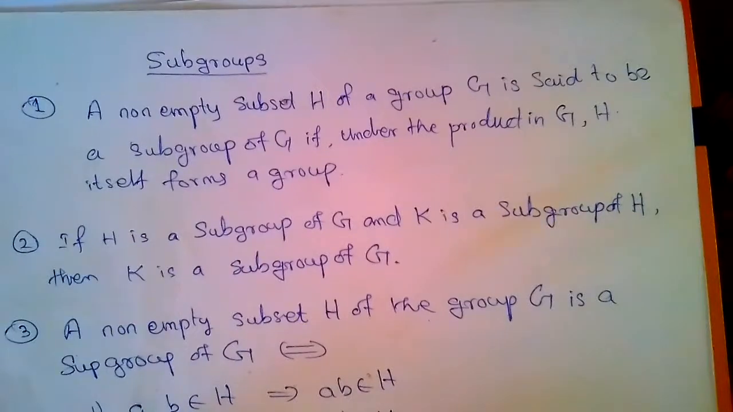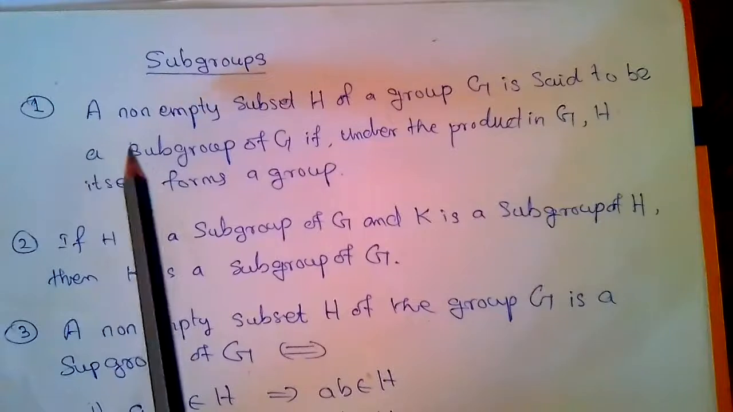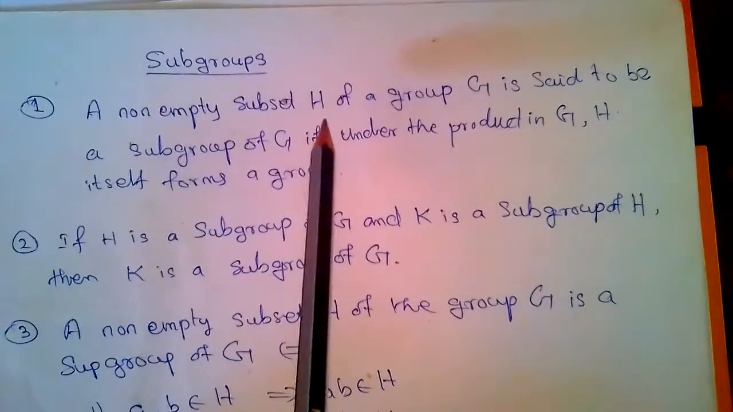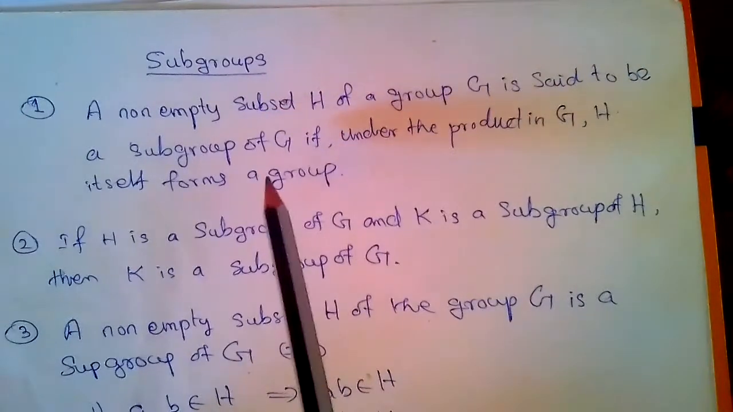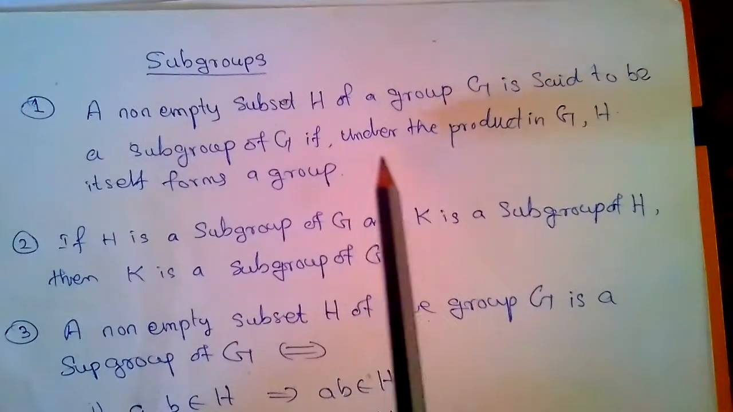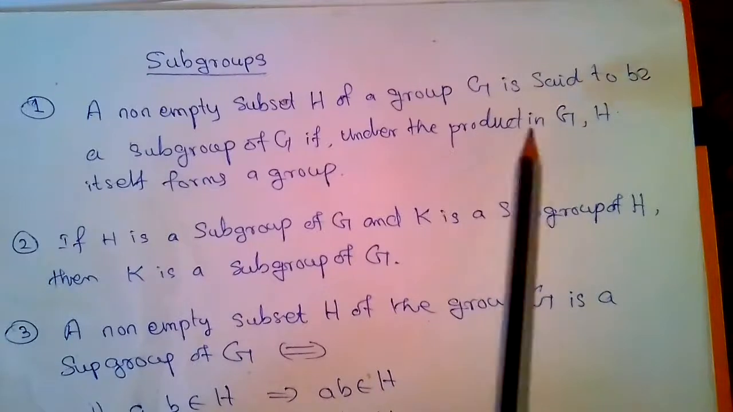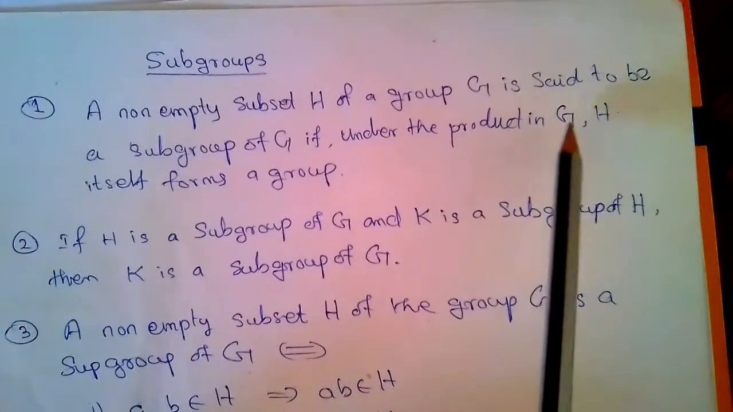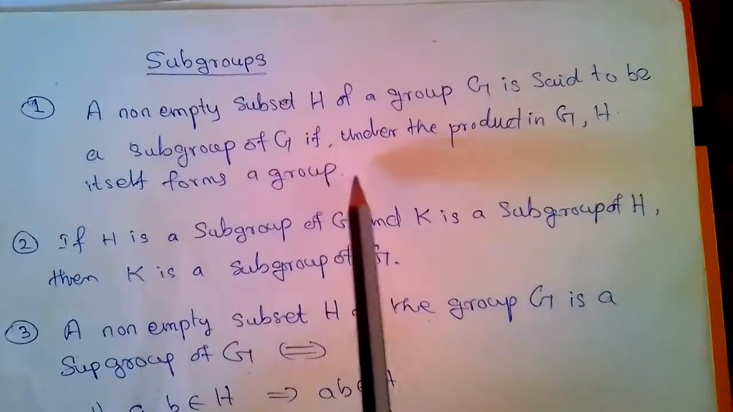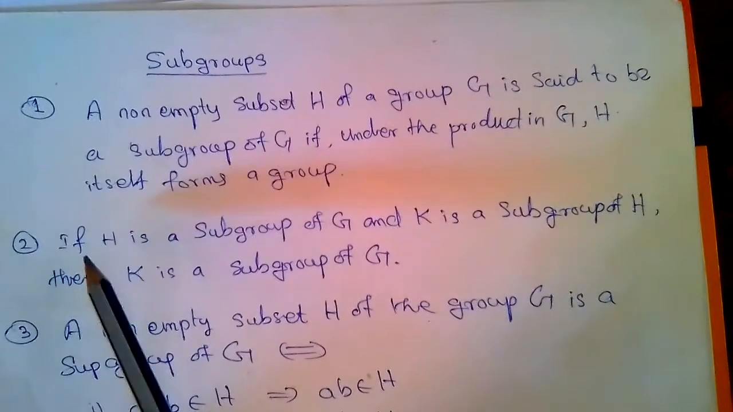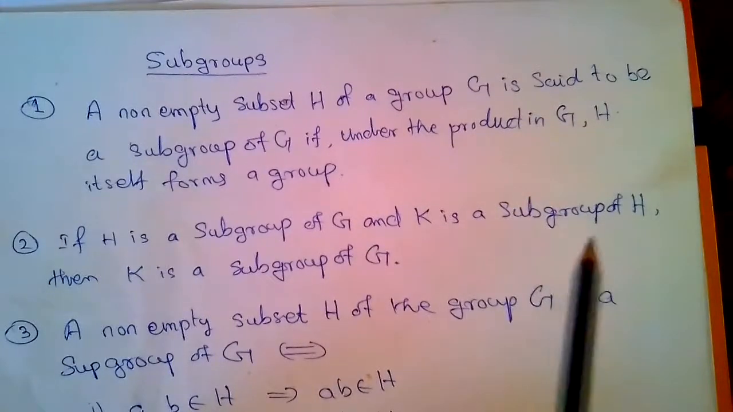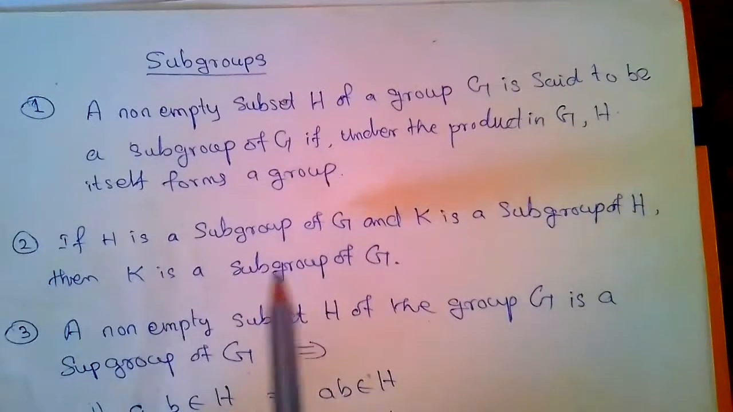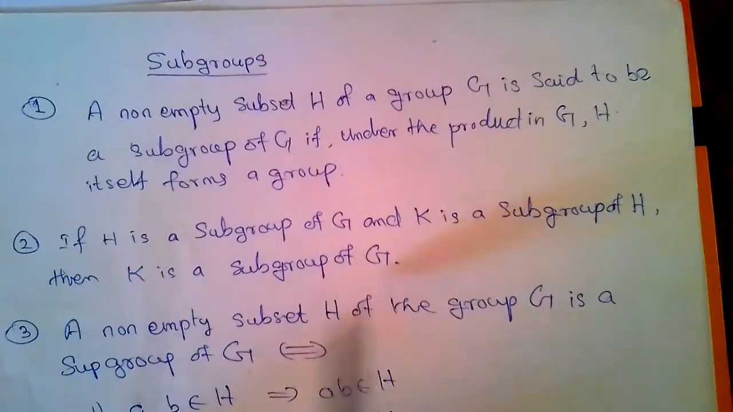From the subgroups topic, we will see some basic definitions and theorems. Subgroups: a non-empty subset H of a group G is said to be a subgroup of G if under the product in G, the binary operation in G, H itself forms a group. Next, if H is a subgroup of G and K is a subgroup of H, then K is a subgroup of G.